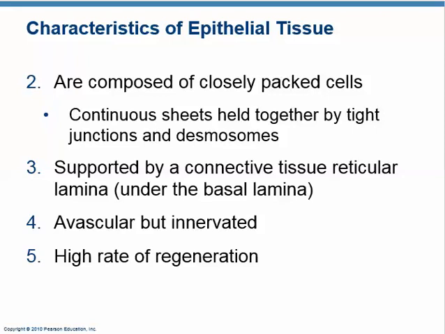Now, the cells have to be continuous, because that's what forms the barrier. They are really cell attached to cell attached to cell. Because the cells are so attached, there's no room for blood vessels. So you'll find that epithelial tissue is avascular. But the nerves end up in it, so it's innervated.